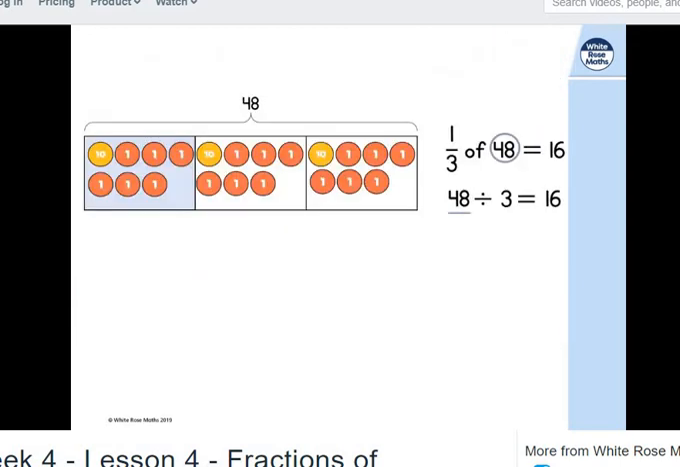Here's our calculations. We can see that 48 represented the whole. We divided by 3 because we're wanting 3 equal parts. And we wanted one of those parts, which was the part in blue. And the 16 represented how many children were in that one part.